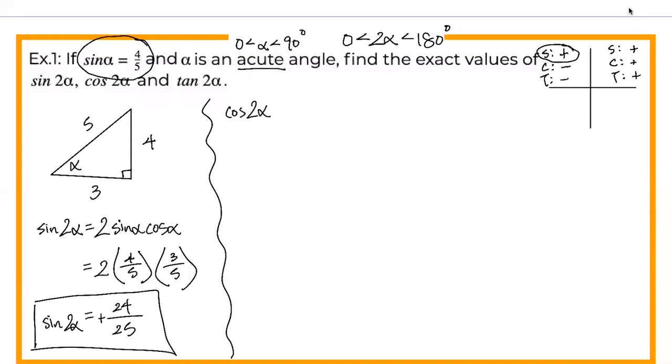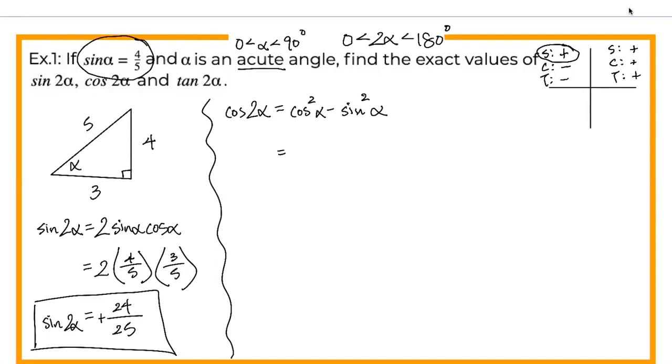Cosine 2 alpha. When I'm finding double angles in this kind of question, I usually use the first identity, cosine squared alpha minus sine squared alpha. You can use the other ones if you want. The reason why I choose to use this version is because the denominators end up being the same. So when I subtract the two fractions, I don't have to find a common denominator.